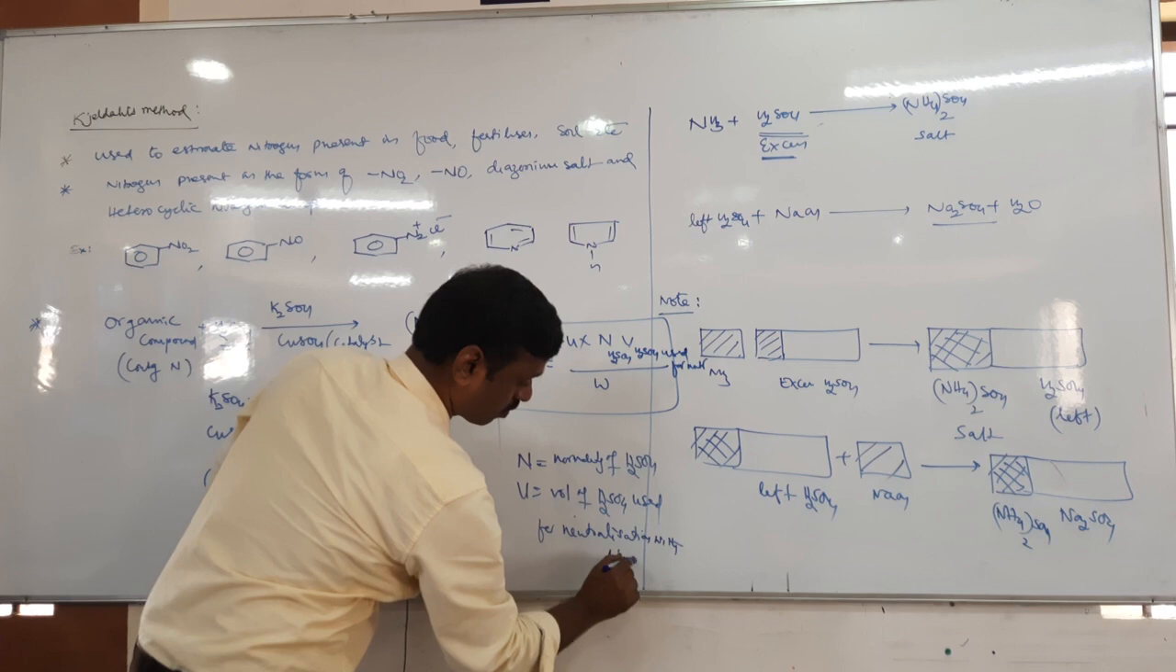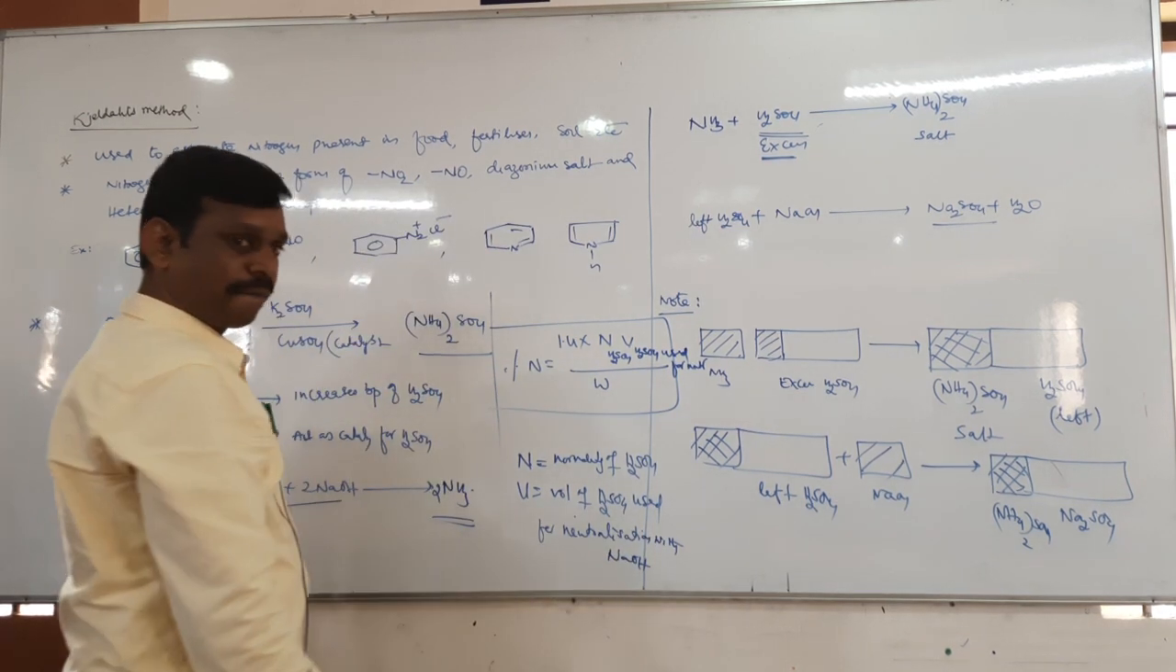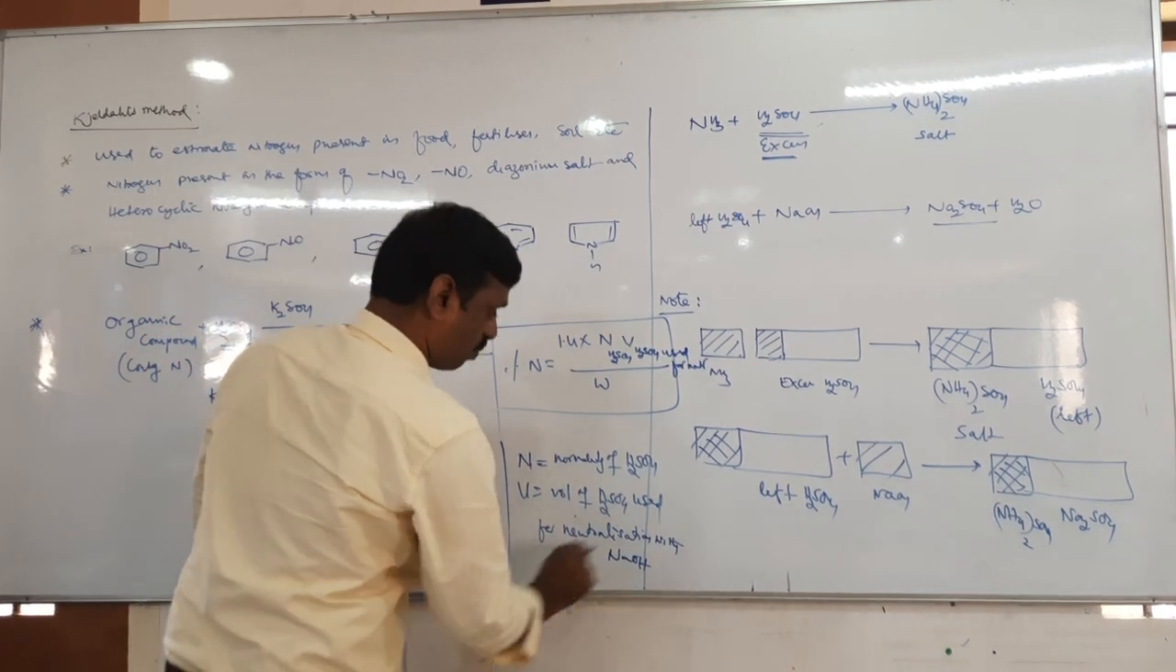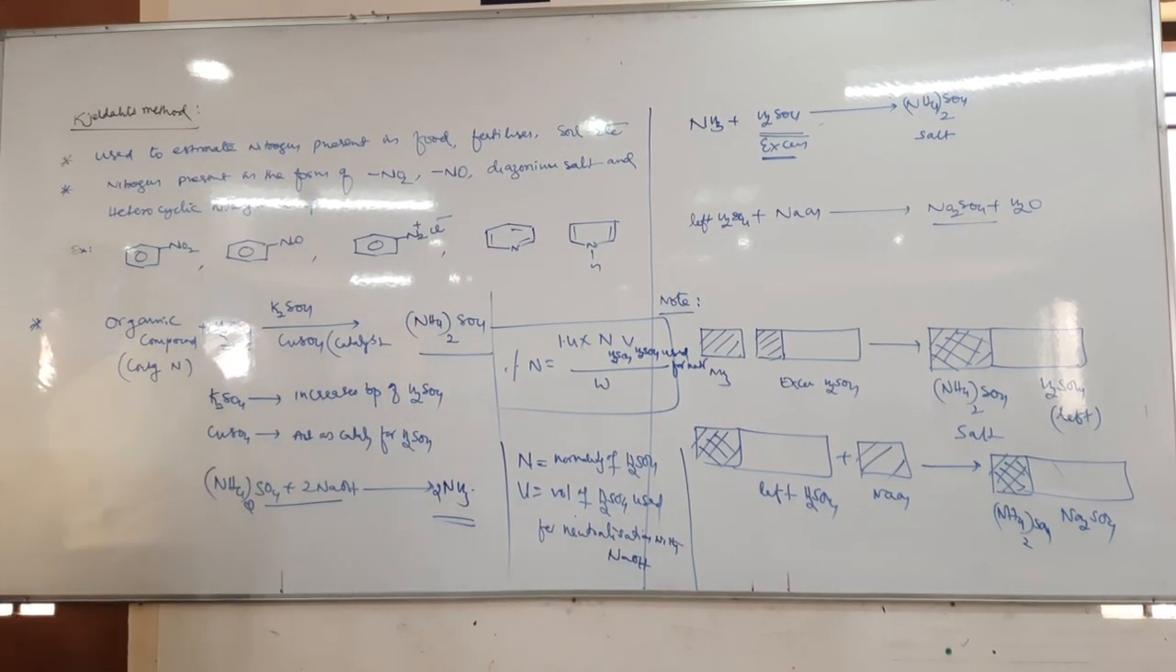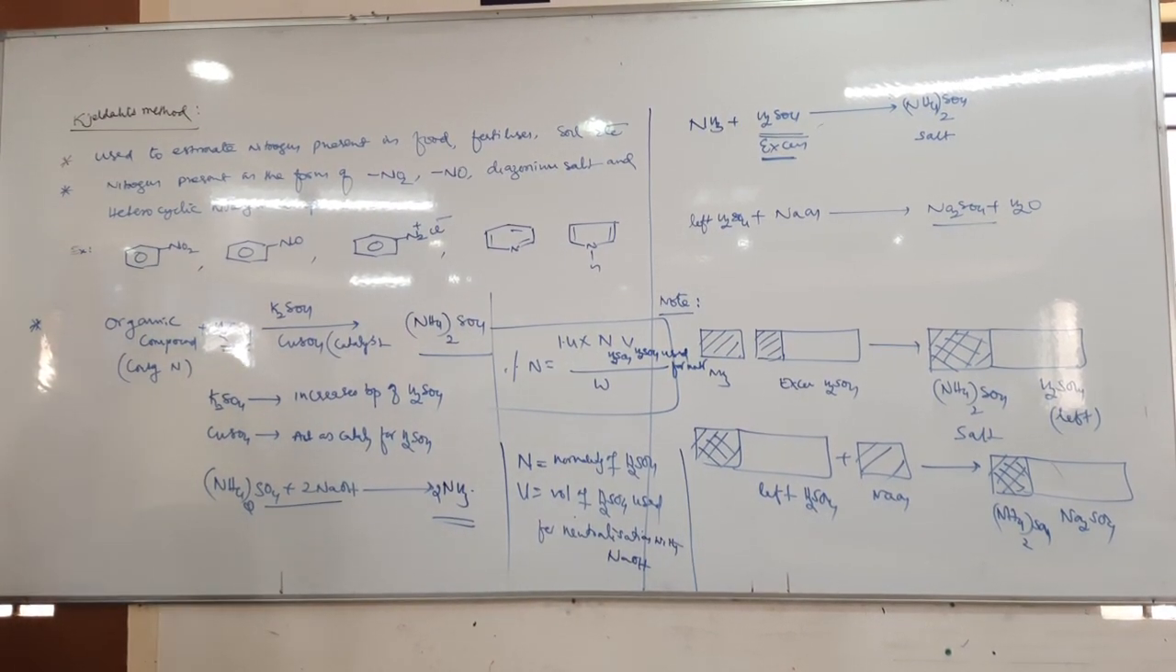With NaOH. So W is the mass of the organic compound. Okay. So once you read, I'll repeat once again. That's it.